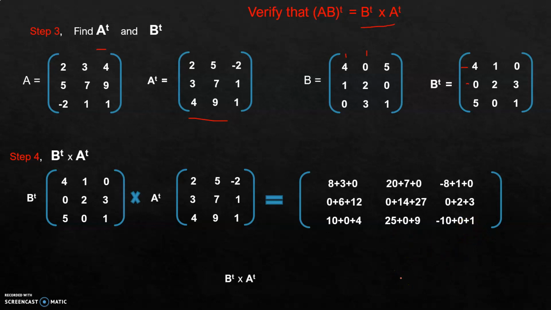So the answer will be 11 (8 plus 3), 27 (20 plus 7), minus 7 (minus 8 plus 1); 18 (6 plus 0 plus 12), 41 (0 plus 14 plus 27), 5, 14, 34, and minus 9. So now we found both the terms. Then we need to verify whether both are equal or not, that is, (AB) transpose and the transpose of B into the transpose of A.